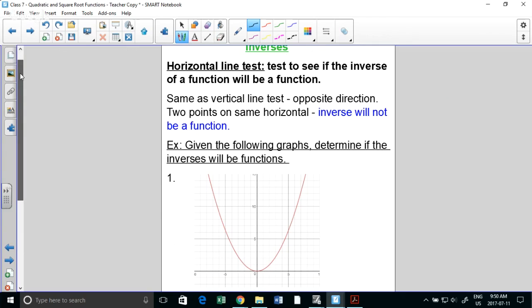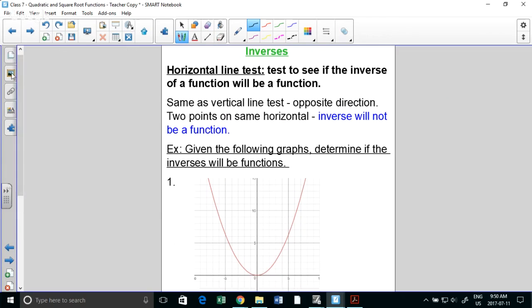So just quickly, we have the vertical line test to see if a picture is a function. If we remember what the vertical line test is, I take a vertical line and I move it over my graph to see if at any given point I have 2 points on the same vertical, which I don't, so this is a function.